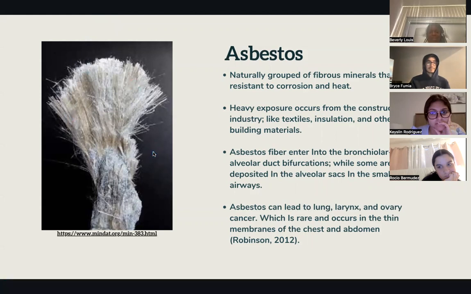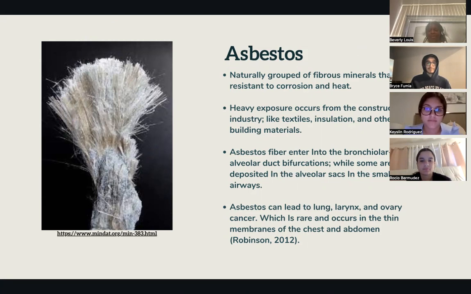Okay, we'll be talking about asbestos. It's a naturally occurring group of fibrous minerals that is resistant to corrosion and heat. Heavy exposure occurs in the construction industry, like textile, insulation, and other building materials. Asbestos fibers enter through the bronchioalveolar duct bifurcations, while some are deposited in the alveolar sacs in the small airways. Asbestos can lead to lung, larynx, and ovary cancer, and mesothelioma, which is rare and occurs in the thin membranes of the chest and abdomen.